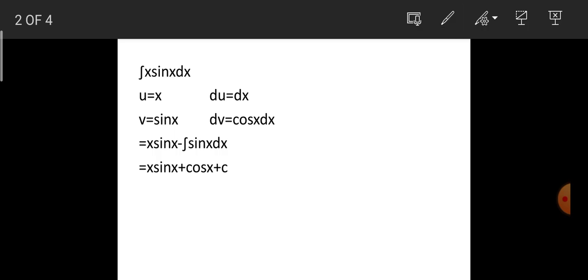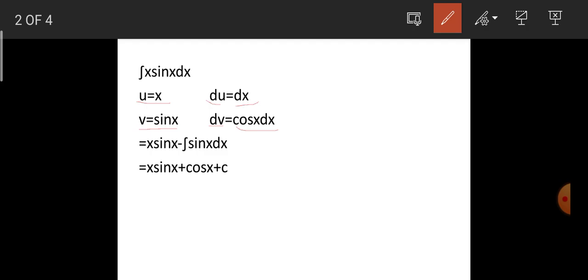We let x be u and sine x be v, and find the derivatives. The derivative of u is du, and the derivative of x is dx. The derivative of v is dv, and the derivative of sine x is cosine x.